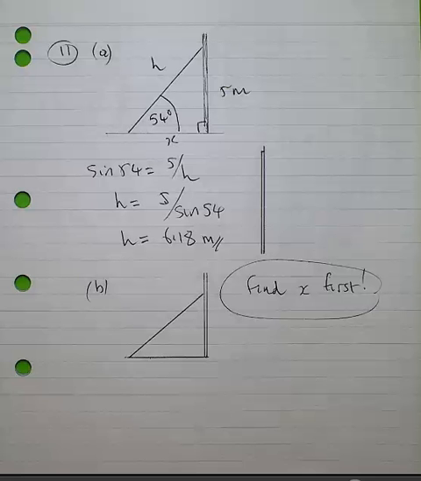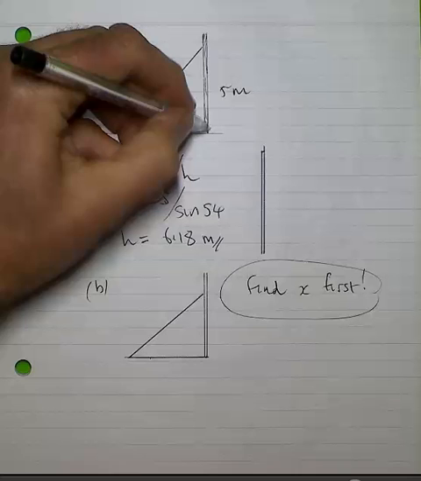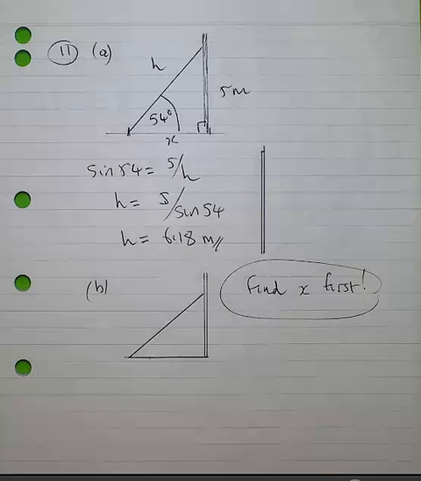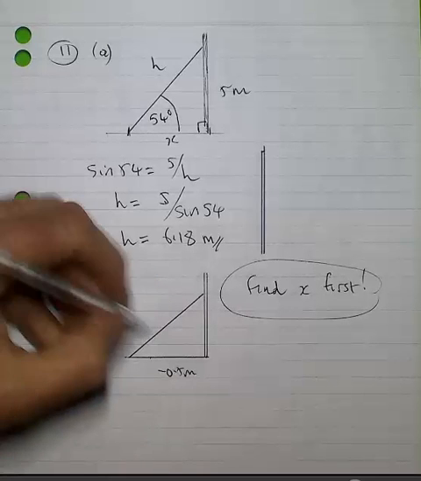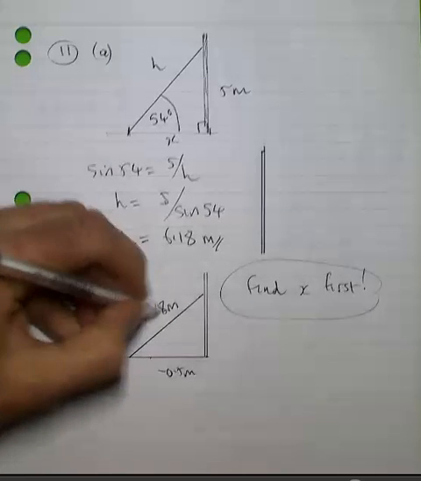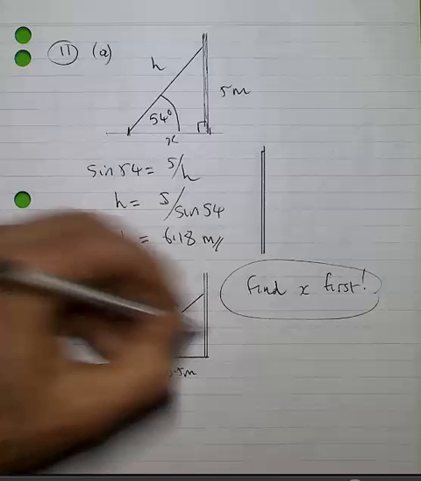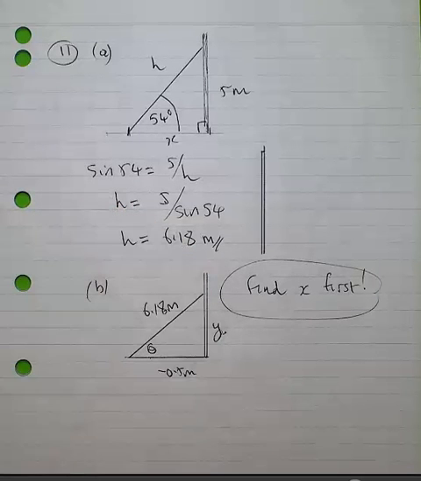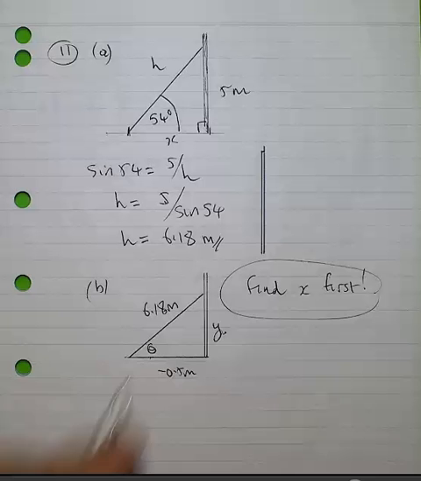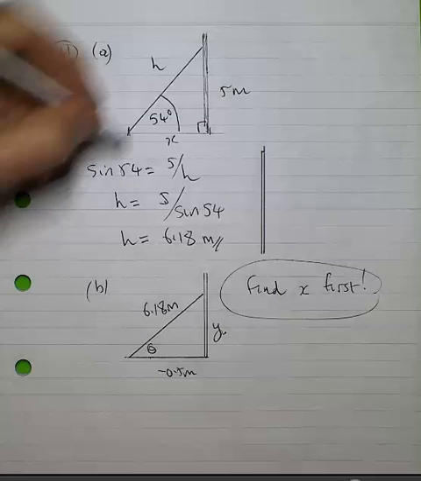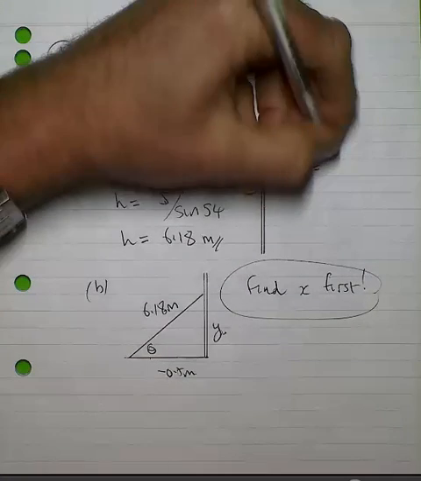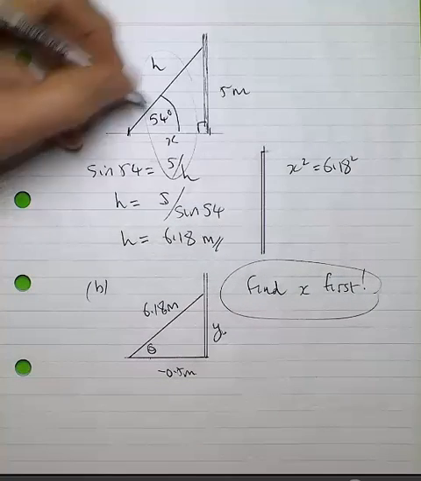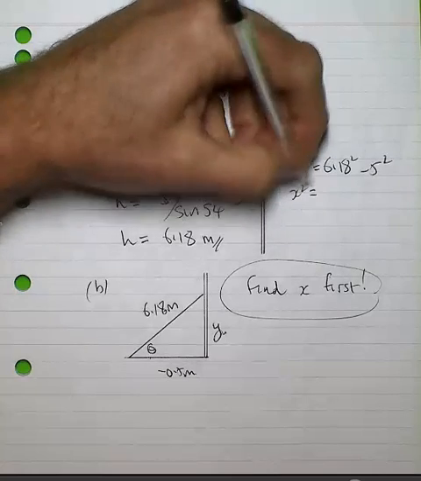Now, a little trap in doing 11b, you do have to work out the distance that the ladder was out from the wall, because what's happened there is it's going to be minus 0.5 metres closer in. We know the ladder length, but we can't go ahead and find theta or this distance y unless we have a second fact known about the ladder. So I'm going to use Pythagoras's in order to work out what x squared is. So 6.18 squared minus 5 squared.